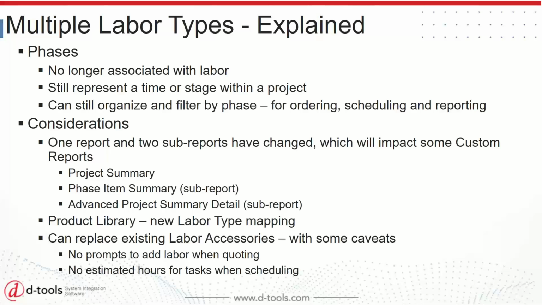But some of you may be happy with the way you're currently doing your labor billing or charging for labor on projects when you're quoting. You don't have to change. You can still just assign one labor type per product and one set of hours. Or if you're used to using labor accessories, there are reasons you may not want to go to this method. If you like being prompted for the labor versus having it add automatically, you're going to want to still use accessories.